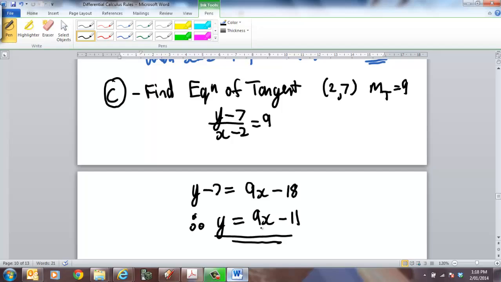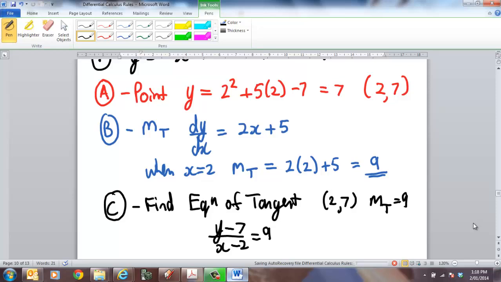So if you keep in mind those steps, this should be pretty straightforward. It can be for any function, any polynomial that we do this for. The key steps: the first step is to find the point that it goes through. The second step, part B, is to find the slope of the tangent. Part C is to find the equation using the information that you got.